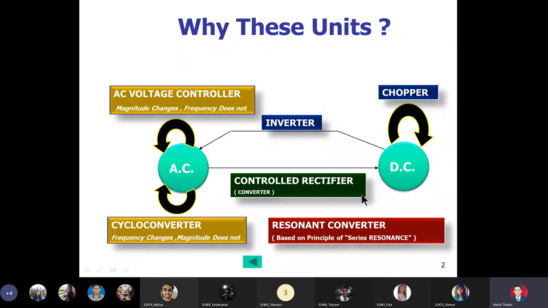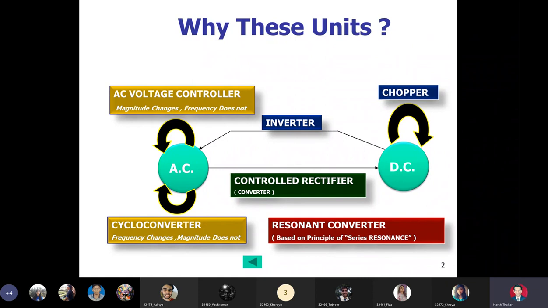So basically, we have 6 different power converters in power electronics field: converter, inverter, AC voltage controller, chopper, cycloconverter and resonant converter. Amongst these 6 converters, we do not have cycloconverter in syllabus. We have only 5 out of the 6 shown on the slide. And as far as practicals are concerned, we do not have any experiment on either cycloconverter or resonant converter.